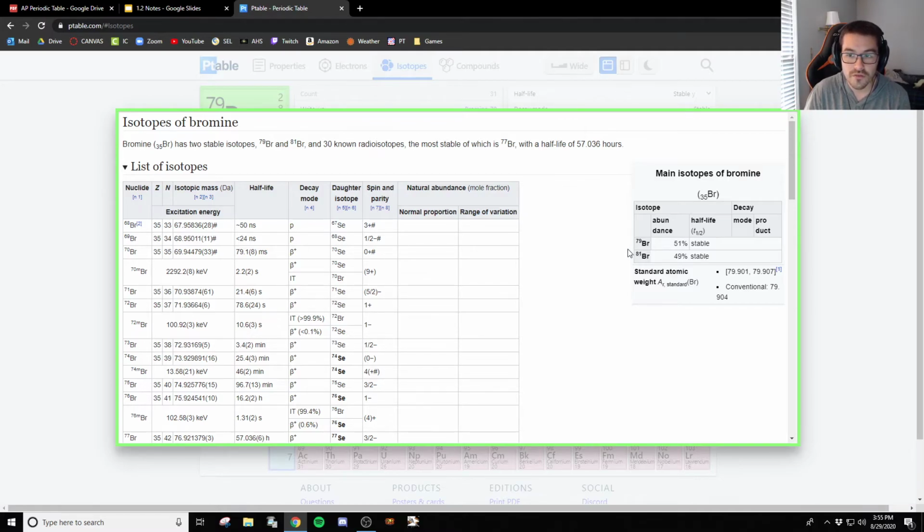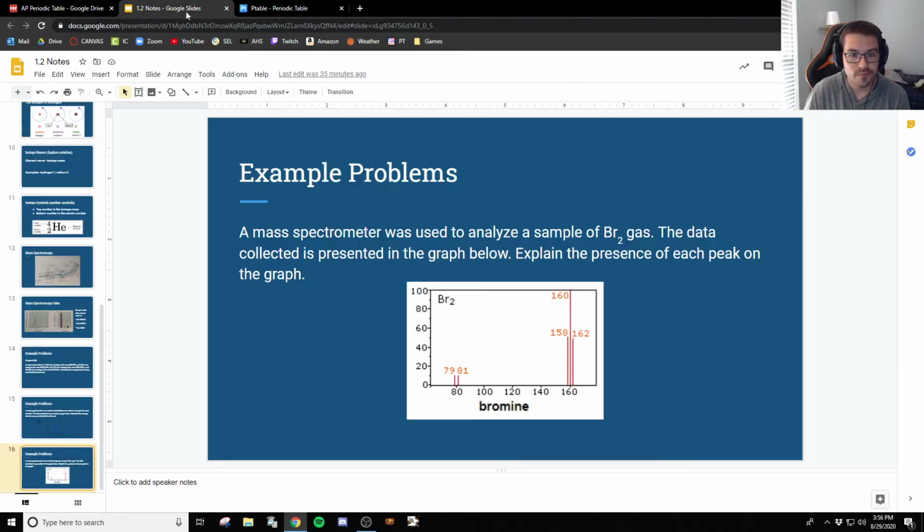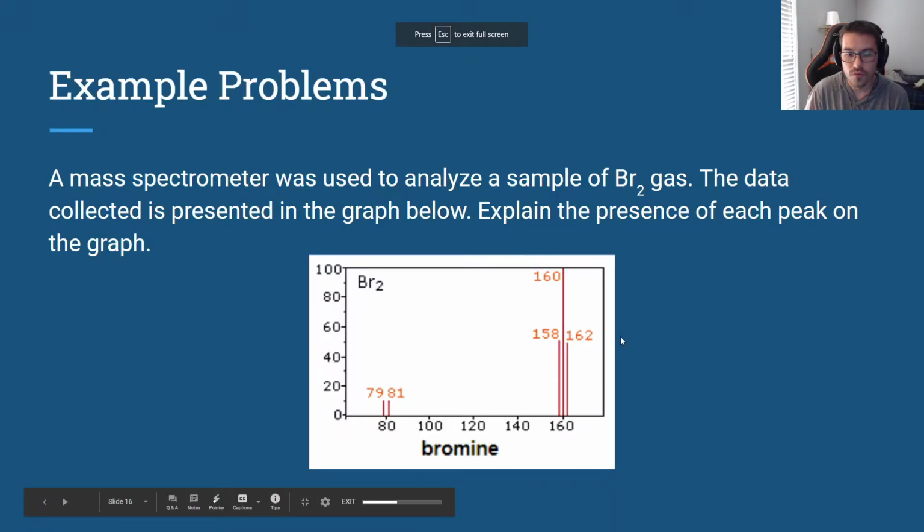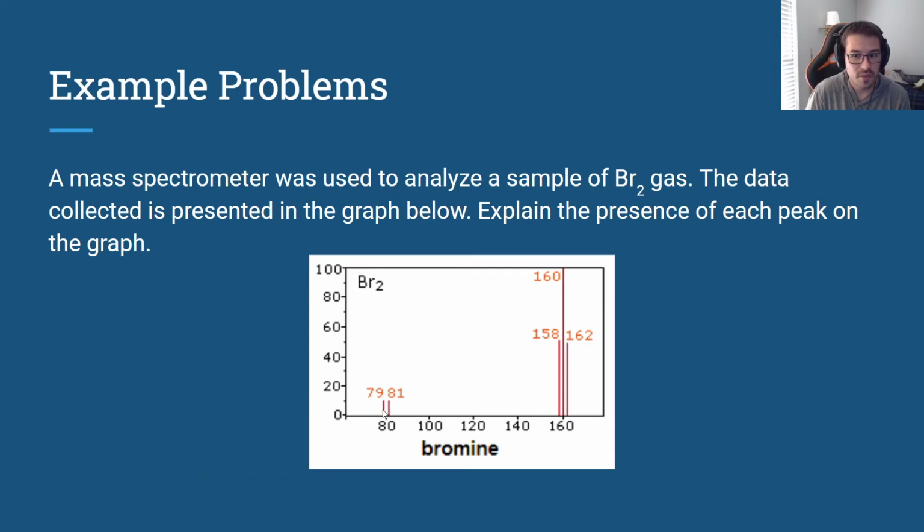Interesting thing about the isotopes of bromine, the two different versions are split about 50-50 in terms of abundance. 79 is slightly more common than 81, but it's about the same abundance. Keep that in mind. Mass number 79, mass number 81, it's about 50-50. If I go back to this graph, take a look here, mass number 79, mass number 81, both with approximately the same height.